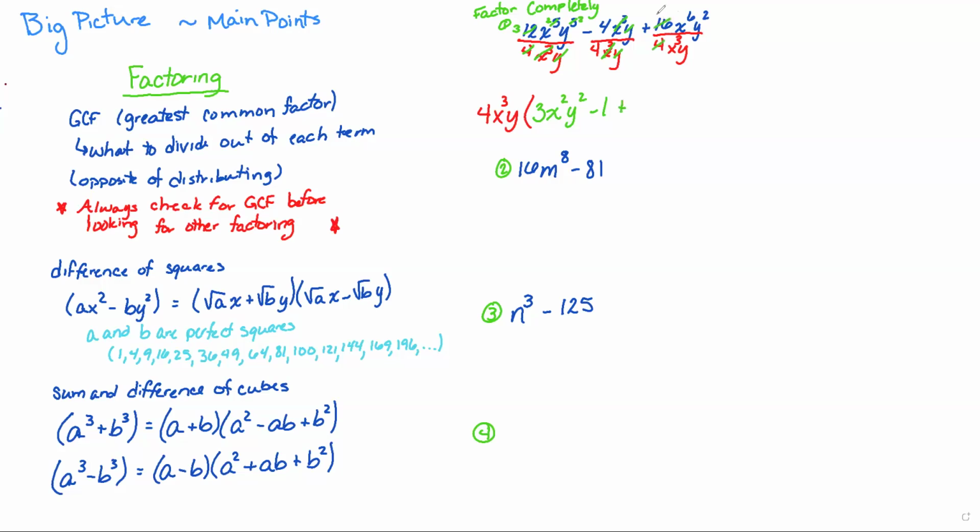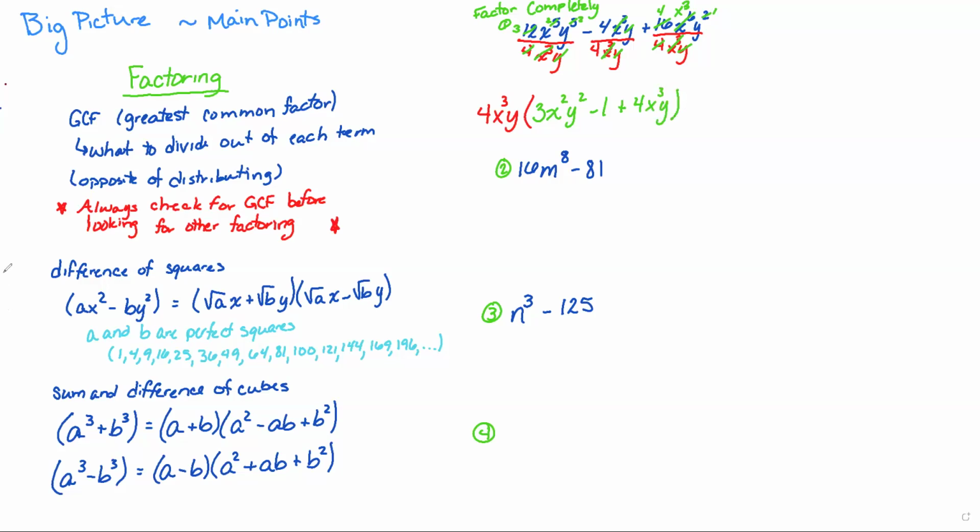4 goes into 16 4 times. It's a positive, so plus 4. I have x to the third on bottom, x to the sixth on top. So this is going to be x to the third because it's 6 minus 3. And then y to the first, y to the second. So this just becomes a y to the 1. So they've got x to the third, y.